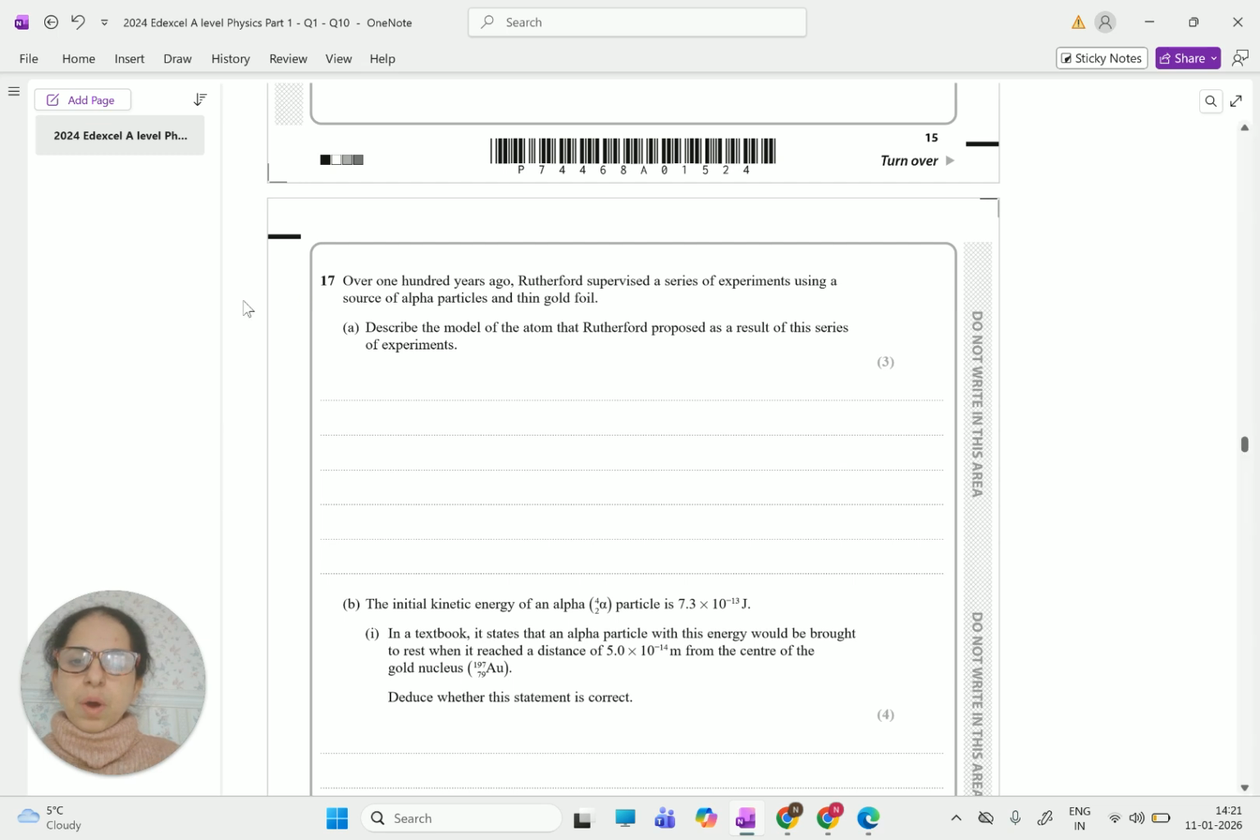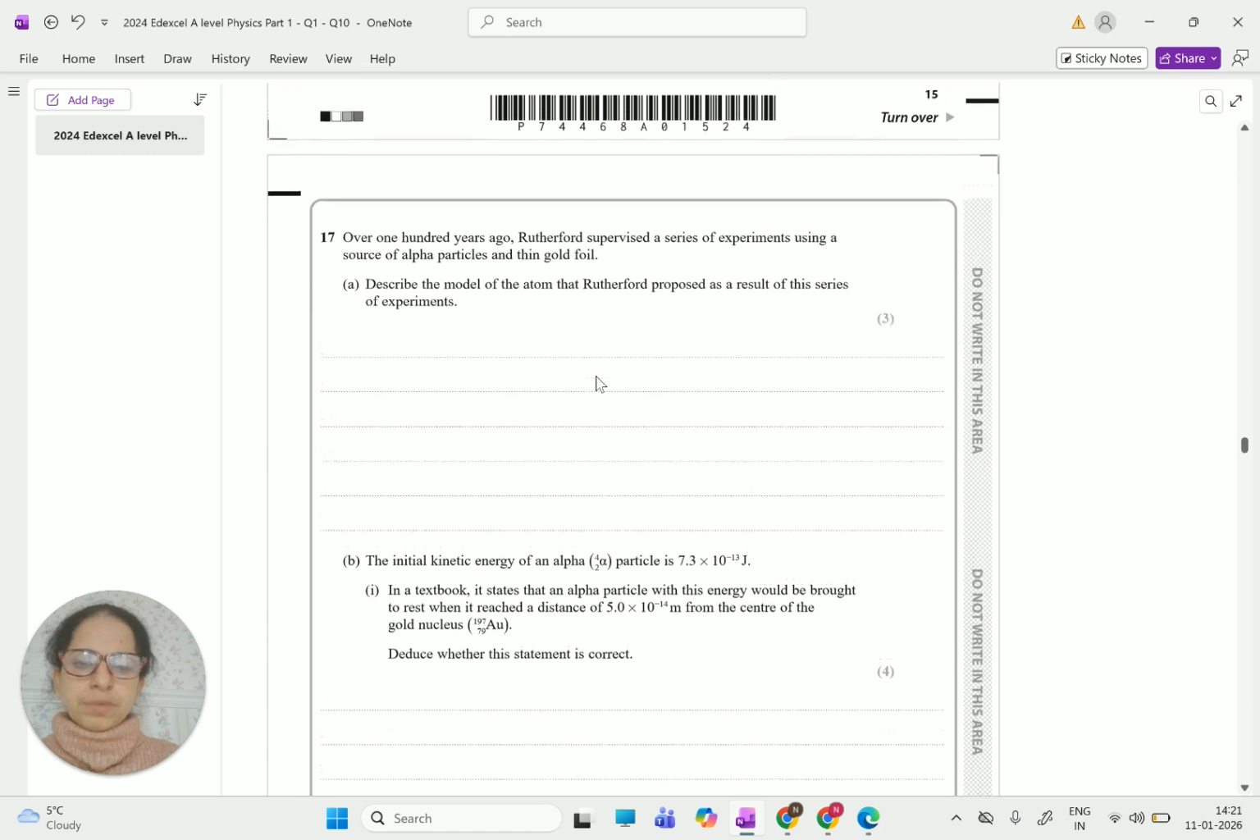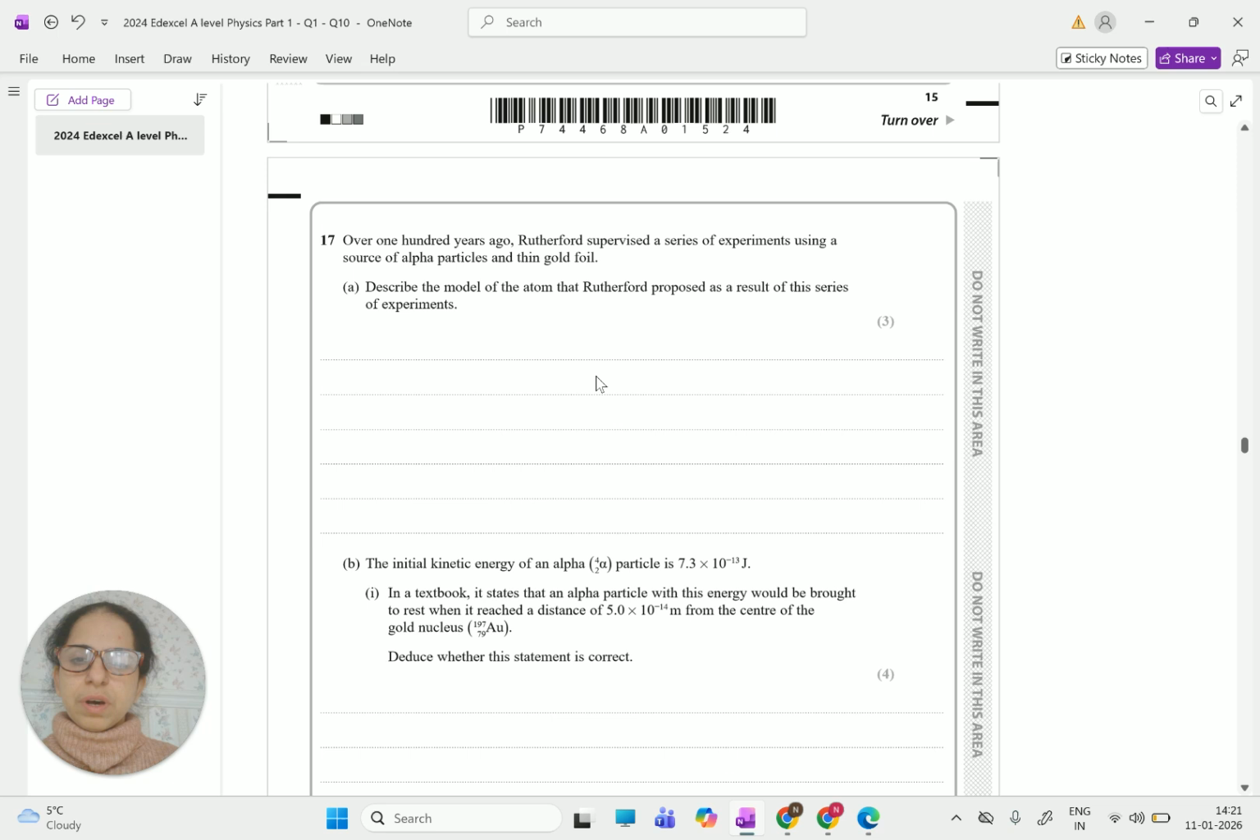17th. Over 100 years ago, Rutherford supervised a series of experiments using a source of alpha particles and thin gold foil. Describe the model. Oh God, this could be anything simpler, right? Describe the model. What do you think? The first point. Did you say the atom is almost empty? That's your first mark.